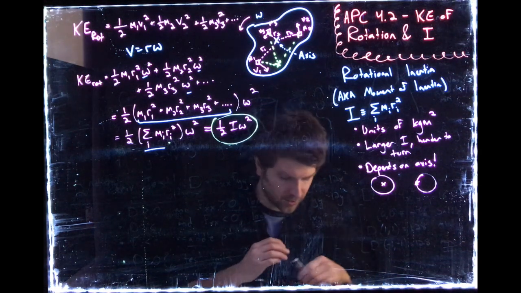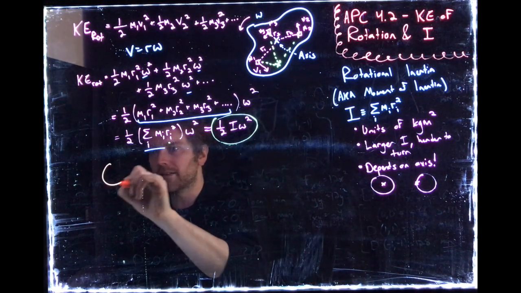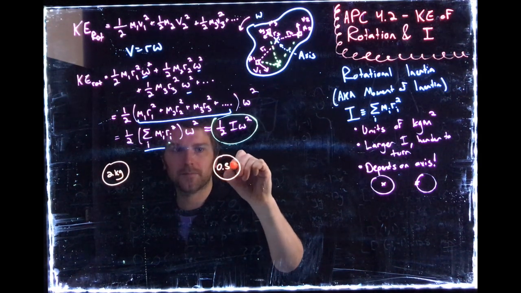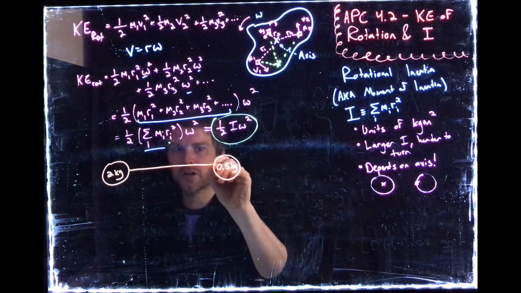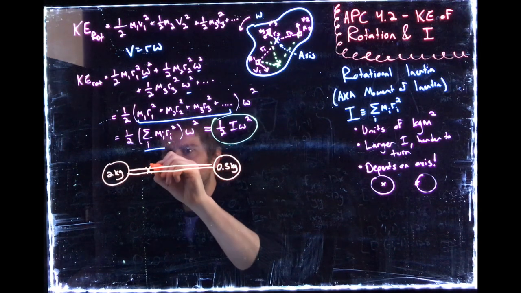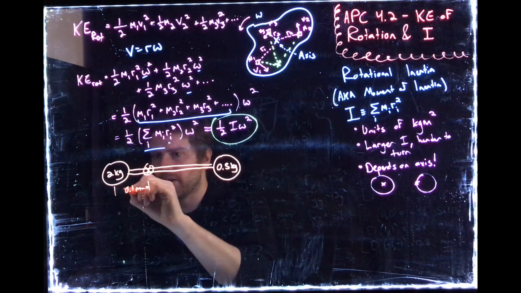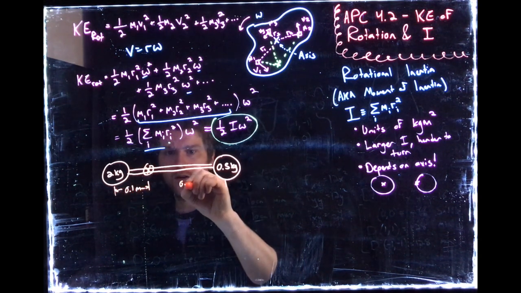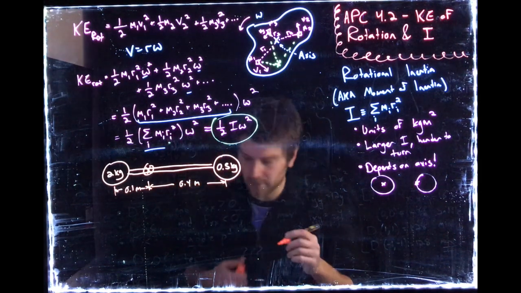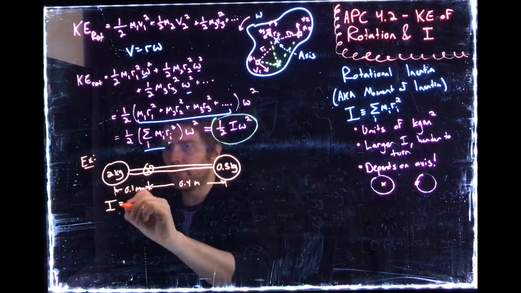So let's do a little test here. I'm going to draw a little figure here. So let's imagine that we have a 2 kilogram mass connected to a 1/2 kilogram mass. We're going to assume that what's connecting them has no mass or negligible mass. And we're going to put the axis right here. That is, we've got 0.1 meters this way and 0.4 meters this way. And we want to calculate the I of this object. Well, we can add up all of our M R squareds.